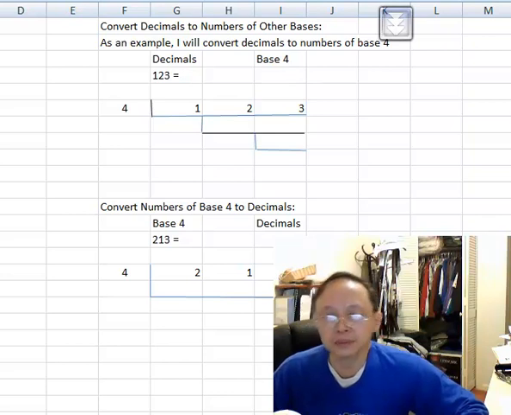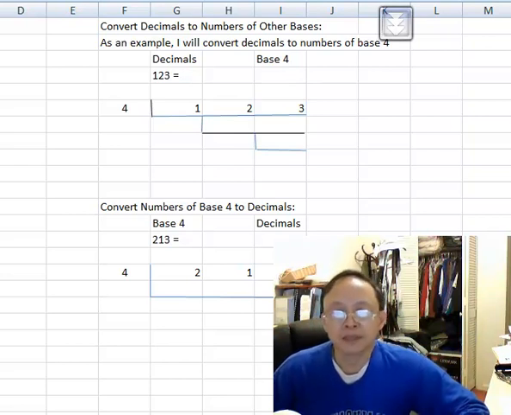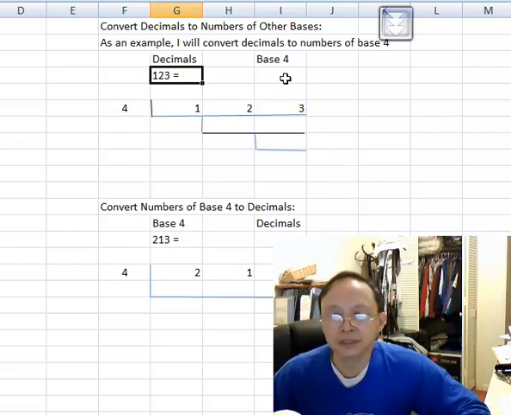So before we want to do addition and subtractions, we need to know how to convert decimal number to other bases. As an example, I will convert decimal numbers to numbers of base 4. Certainly, you can use this approach for any base. Okay, so suppose I have decimal number 123, and I want to convert to base 4. So the method I use is continuing division.